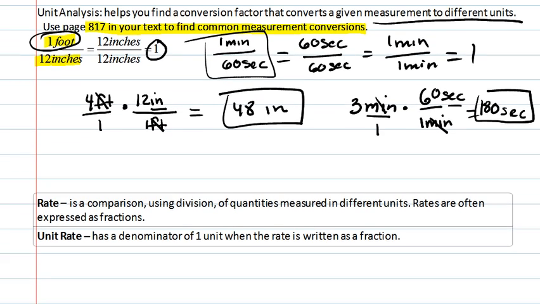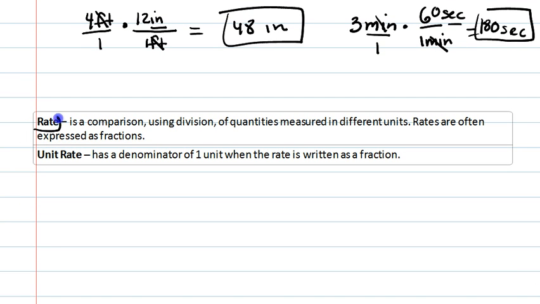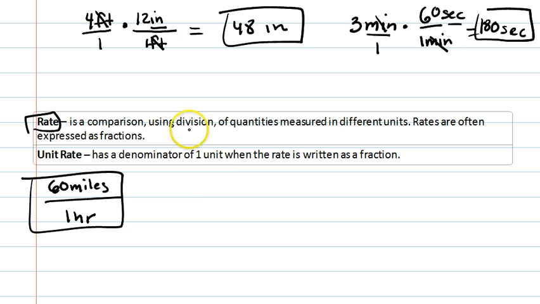Now let's talk about different kinds of units. One example here is rates. A rate is a comparison using division of quantities measured in different units. Rates are often expressed as fractions. So here's a specific one. Let's say that I'm going 60 miles for every 1 hour. This would be called a rate, where I'm using a division of quantities measured in different units. Miles versus hours are the units, and it's expressed as a fraction.